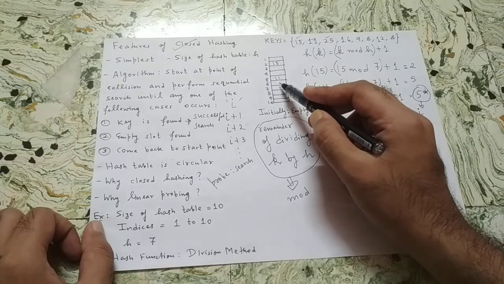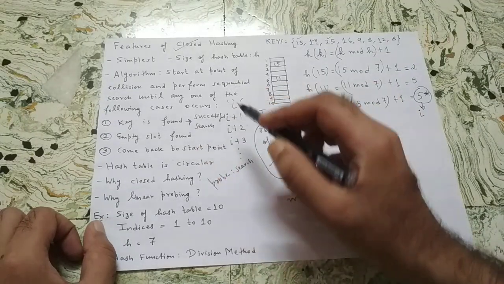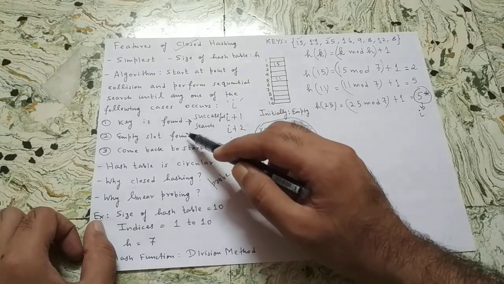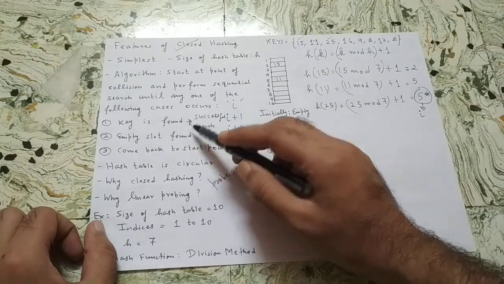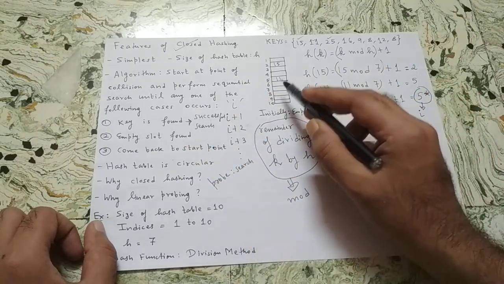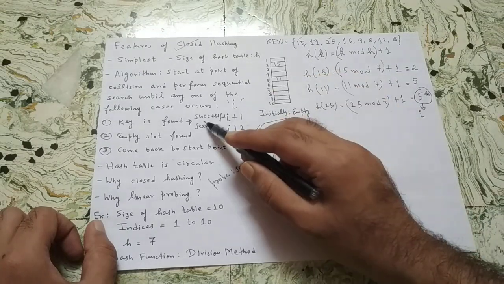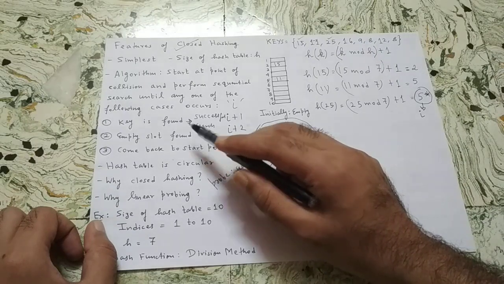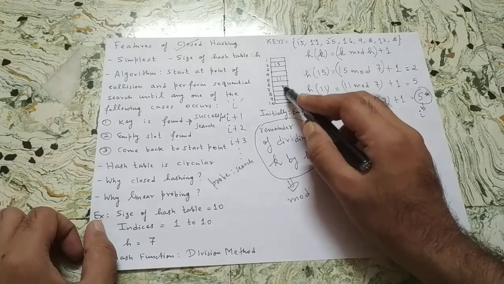Now I'll go to location 6, and what will happen? Like you can see, I've listed out 3 cases. What are the possibilities if I go to the next location? Either the key is found. That means 25 is already present in location 6. Does location 6 contain 25? No, it's empty. So we'll look at the second case. What is the second case? An empty slot is found. Yes, location 6 is empty.